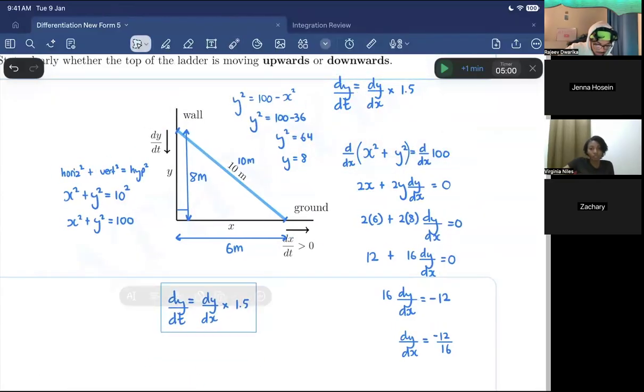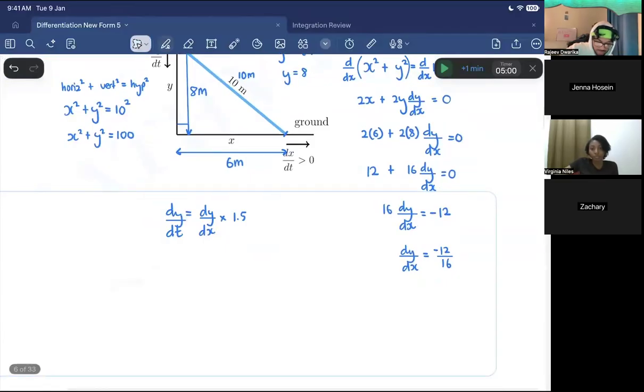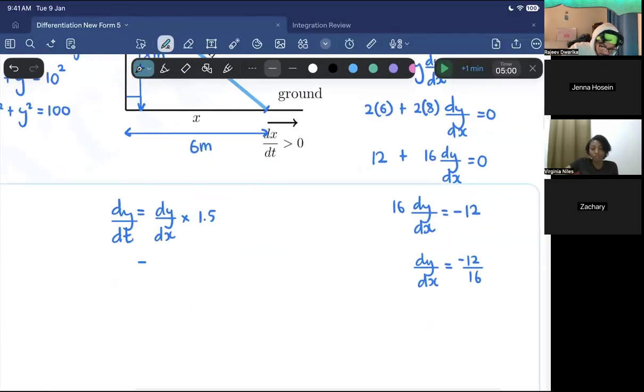We know what that dy dx is: minus 12 over 16. So how are we gonna find the answer? Well, minus 12 over 16 multiplied by 1.5. What would that be, guys? So I get minus 9 over 8.